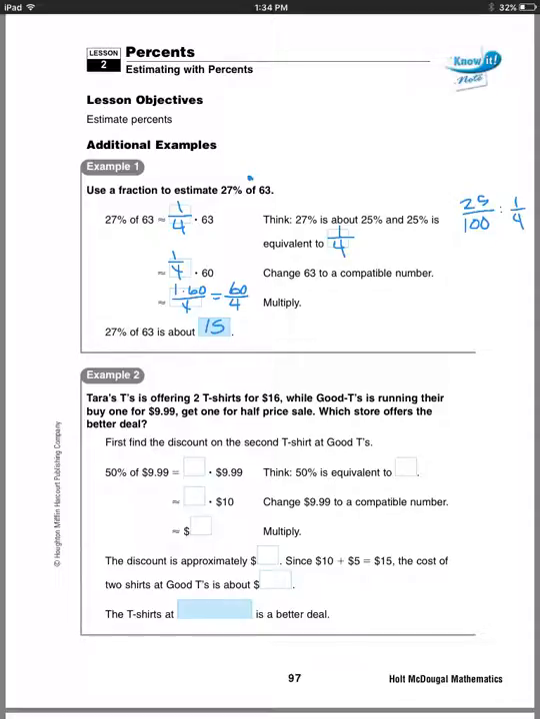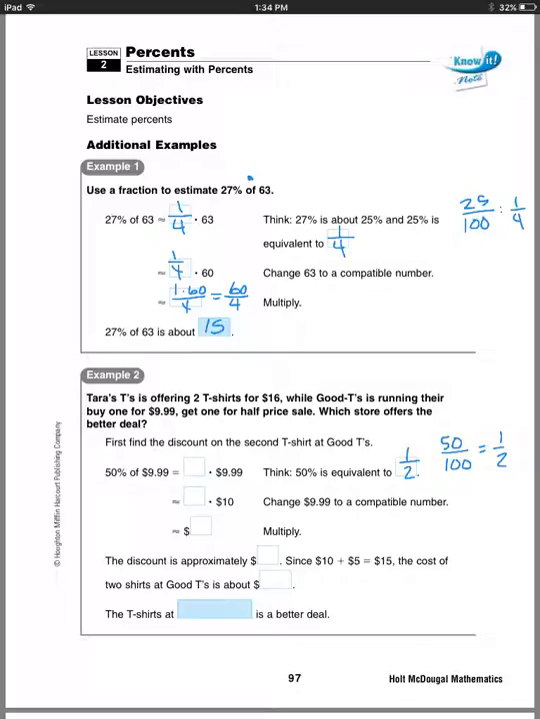Tara's Tees is offering 2 t-shirts for $16, while Good Tees is running their buy one for $9.99, get one for half price sale. Which store offers the better deal? So, half off is 50%. 50% off. 50% is equal to 50 over 100, which is equal to 1/2. So we can think about 50% being equivalent to 1/2.